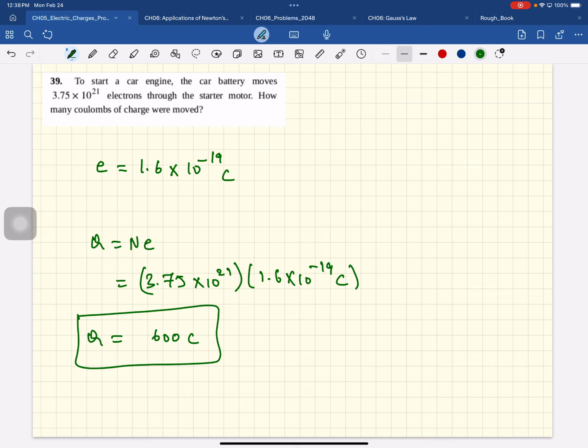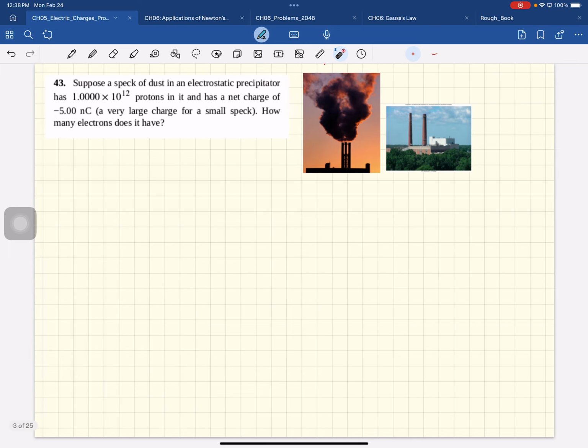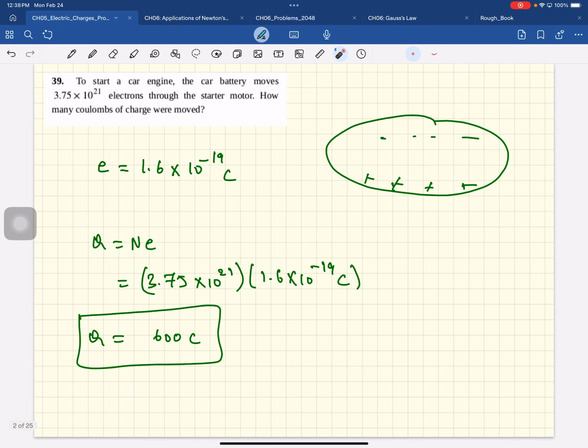All right, so later on you will see that in a thundercloud, where you have charge separation, this charge separation can be about 10 to 20 coulombs. So this is about 10 times the charge separation in a thundercloud. So that's a very large charge. And also, when we come to DC circuits, you'll see that to start a car motor, you pass about 200 amps of current.